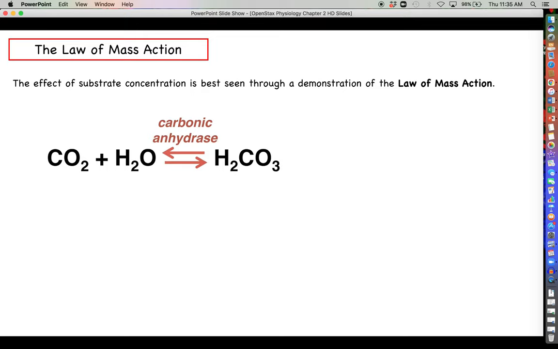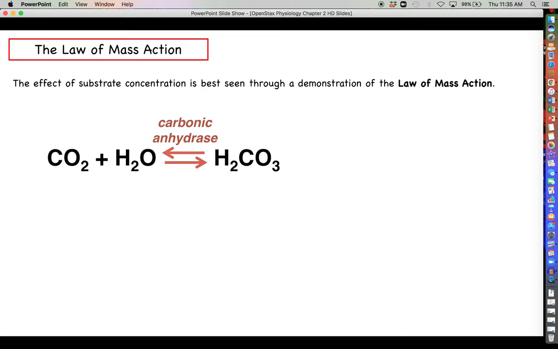So what we want to use this chemical reaction to demonstrate is something called the law of mass action. What I want you to be able to do is predict how a reaction will proceed based on how the concentrations of the reactants and the products are changing. This is a skill that you will need to develop by the time we talk about this reaction again, come time when we start talking about respiration.